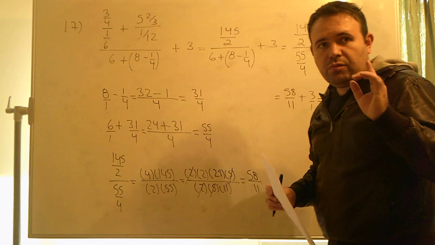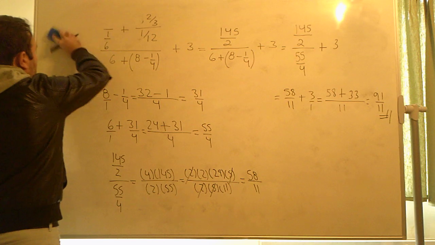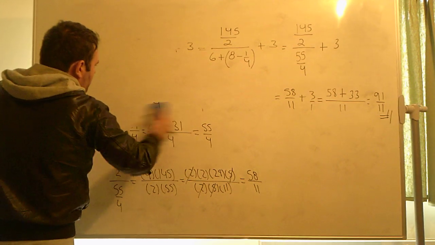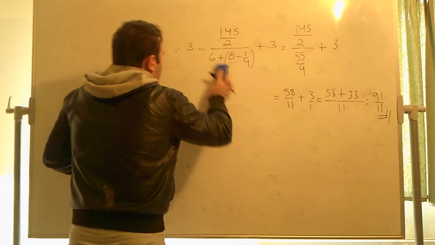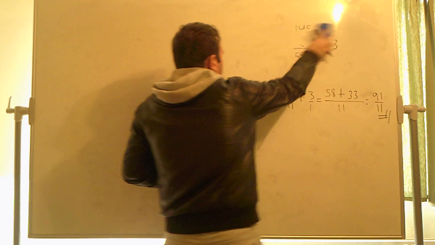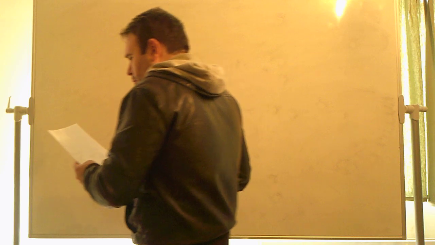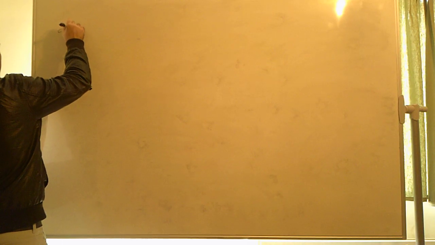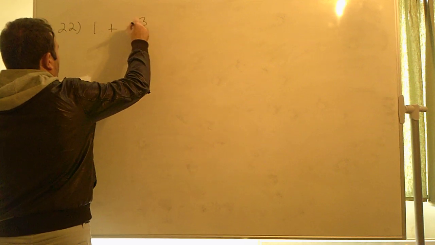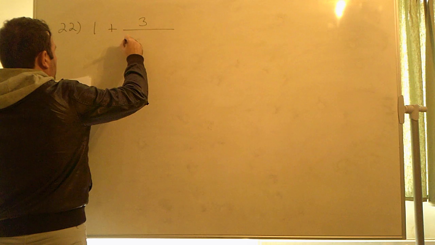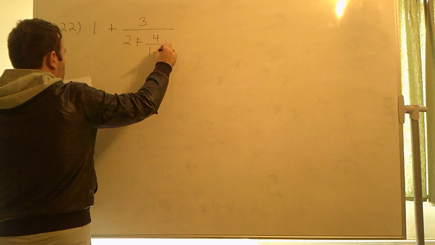And finally, just one last example. We're going to skip off to example number 22, and we have 1 plus 3 divided by 2 plus 4 divided by 1 minus 1/4.